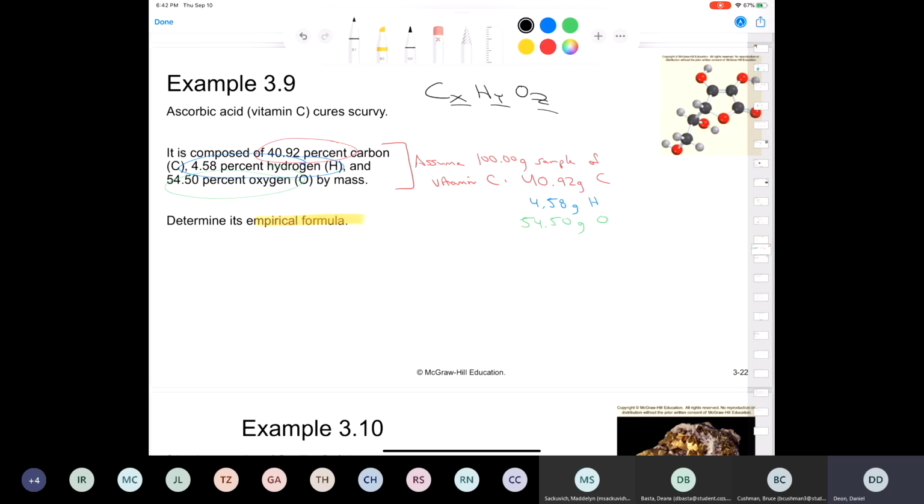We still got to figure out what X, Y, and Z are. How are we going to do that? Because these are numbers of what? Moles, not grams. Can we convert from grams to moles? Well, you bet your Bobby socks we can, okay?